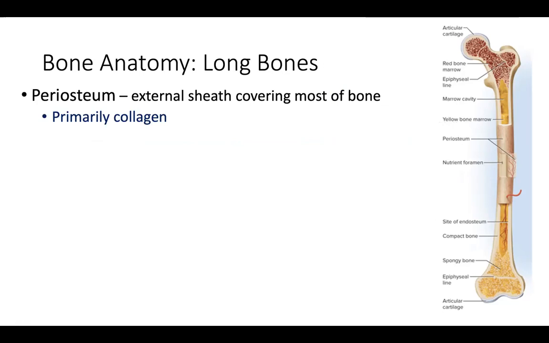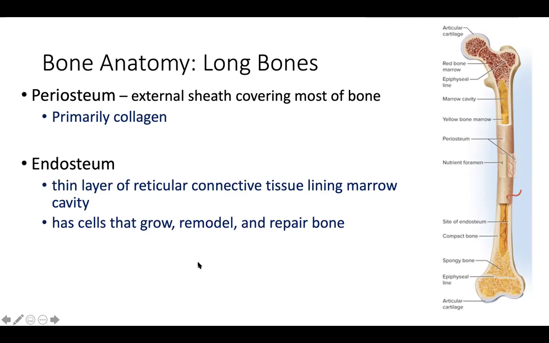Then there's a couple of different layers along the bone that you need to be familiar with. First, there's the periosteum, which is just an outer sheath around the bone. Remember, we're talking about long bones specifically. So it's an external sheath. Peri means around. Osteum refers to bone. So an external sheath covering the outside of the bone. It's mostly made of collagen, just to help protect the bone tissue. So it's kind of a protective sheath. The periosteum. And then there's the endosteum.